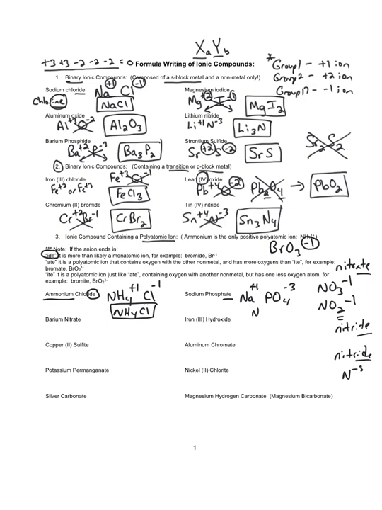Cross-dropping, we'll need 3 sodiums for every phosphate. Na3PO4 is the chemical formula.